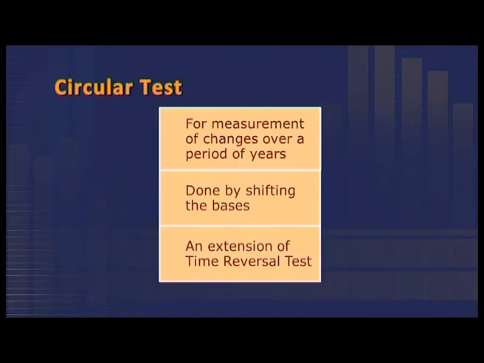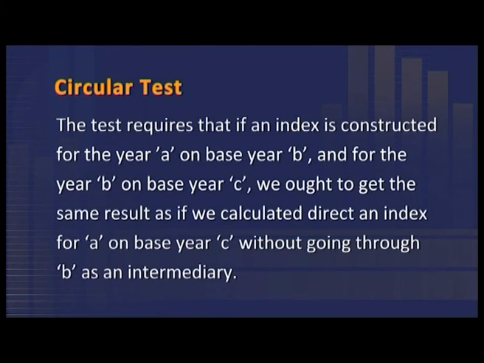Circular test. Another test of the adequacy of the index number formula is the circular test. If, in the use of index number, interest attaches not merely to a comparison of two periods, but to the measurement of changes over a period of years, it is frequently desirable to shift the base. A test of this shiftability of base is called the circular test. This test is just an extension of the time reversal test.